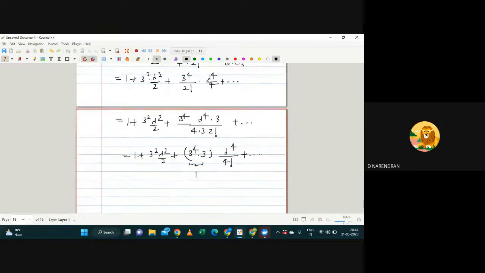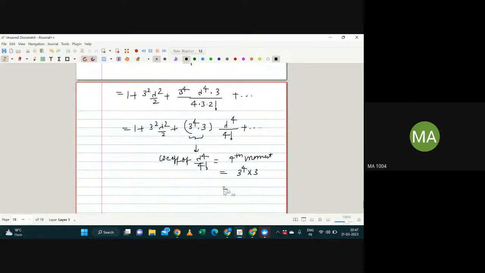So what is the coefficient of lambda raised power 4 divided by 4 factorial? That means the fourth moment, right? This will give you the fourth moment. What is this? 3 raised power 4 into 3. 3 into 3 is 9, 9 into 3 is 27, 81 into 3, so 243 is the answer.